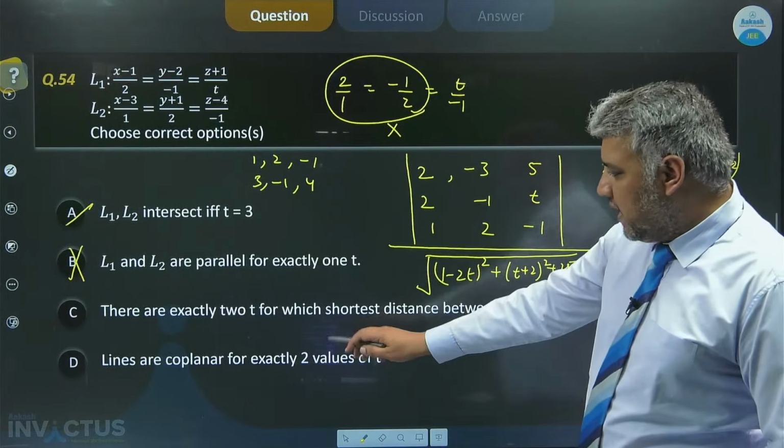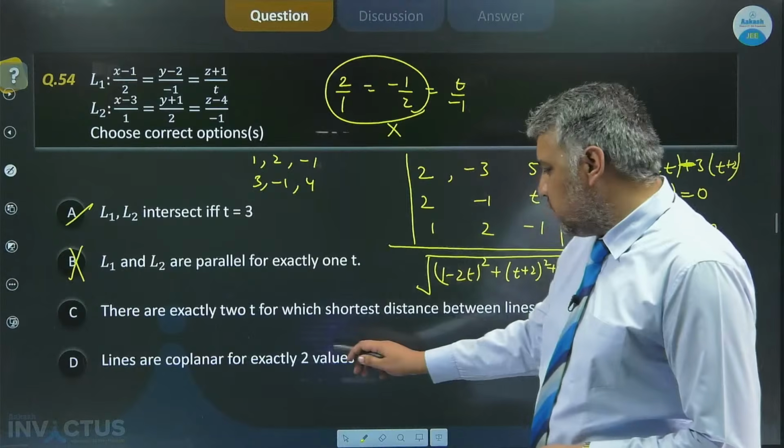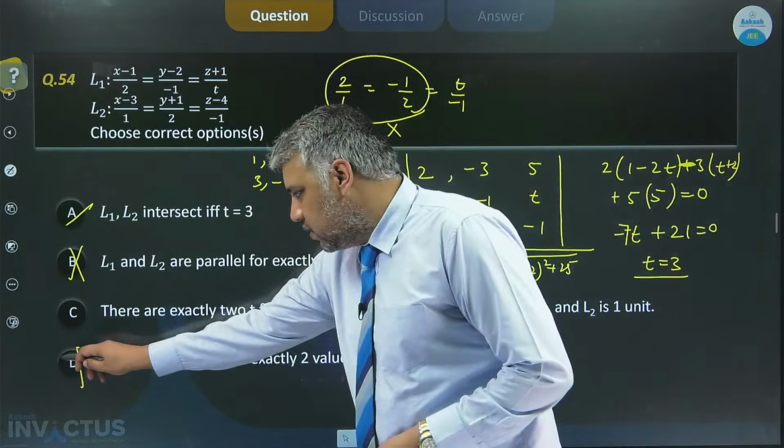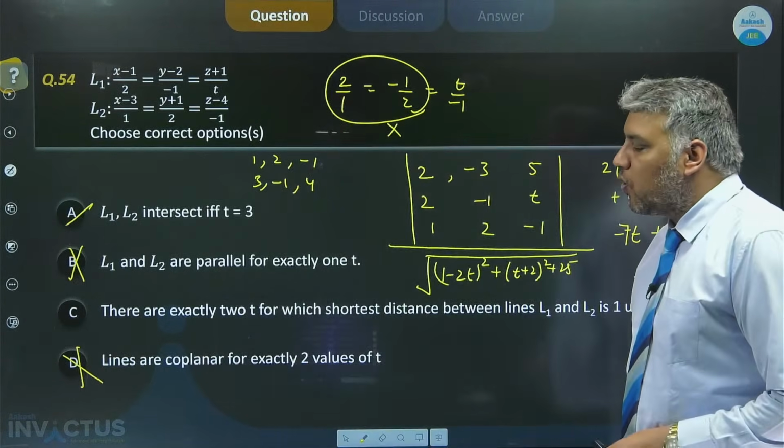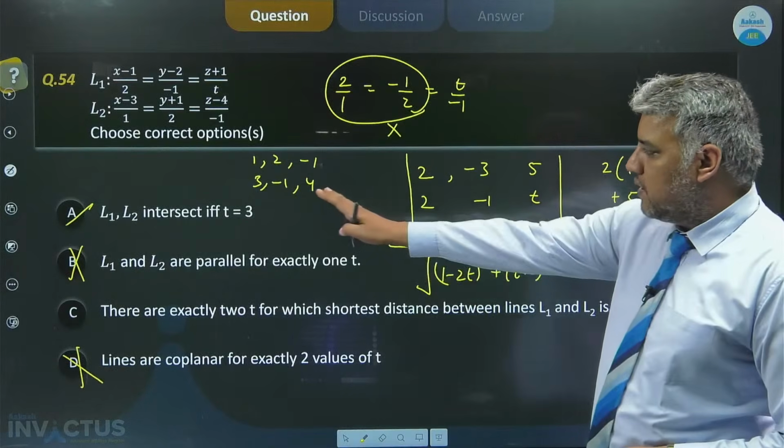So in option D, we are saying the lines are coplanar for exactly 2 values. This will be an incorrect option, because the lines will be coplanar only if the lines are intersecting and there is only one value of t.